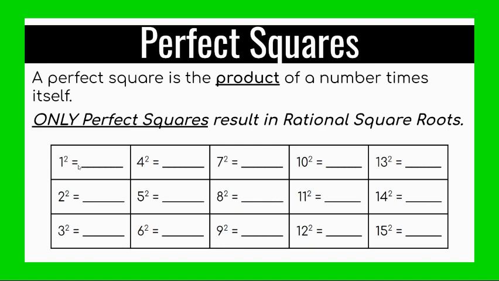Now we'll talk about that a little bit later when we get into the real number system. But if I take the square root of a number that is not a perfect square, I'm going to get an irrational answer. So we don't need to worry about that right now. We will talk about that in a couple of days. But for right now, we are going to look at the perfect squares.